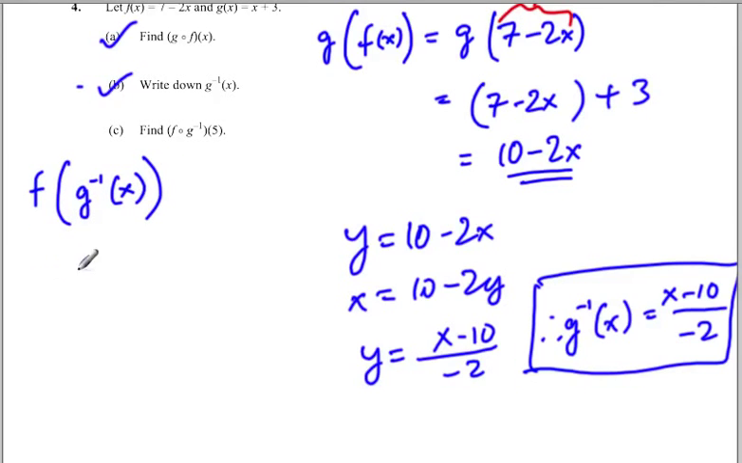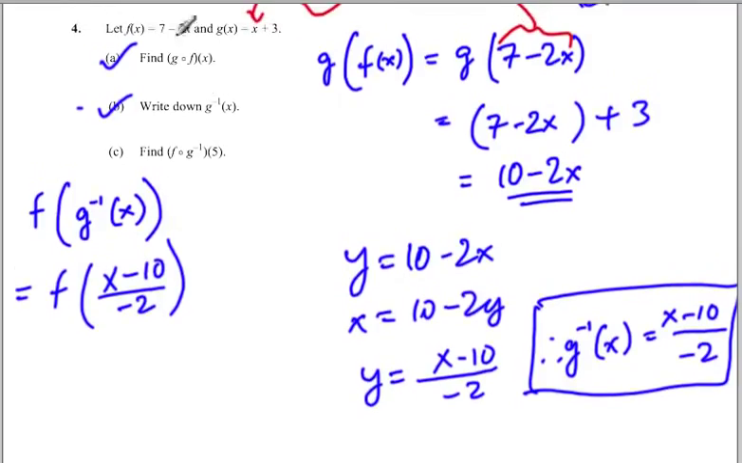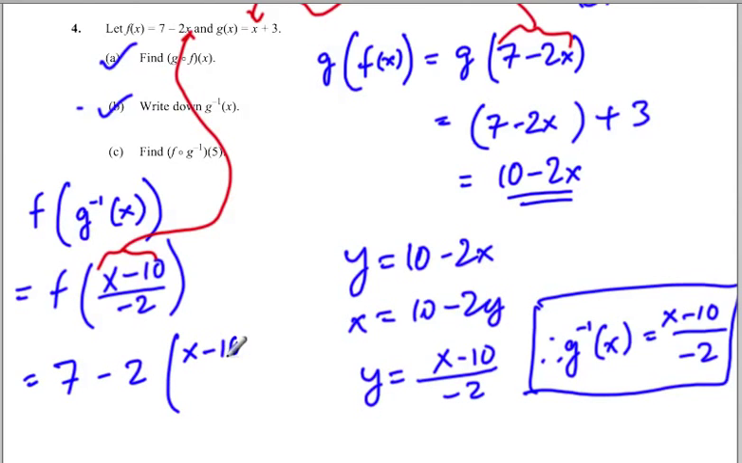Okay, so we just found out that g inverse is really (x minus 10) divided by negative 2. So it's f of (x minus 10) divided by negative 2. And then what you're going to do is take this argument right here and plug it right into f of x over there. So what that's equal to is simply 7 minus 2 times (x minus 10) divided by negative 2.